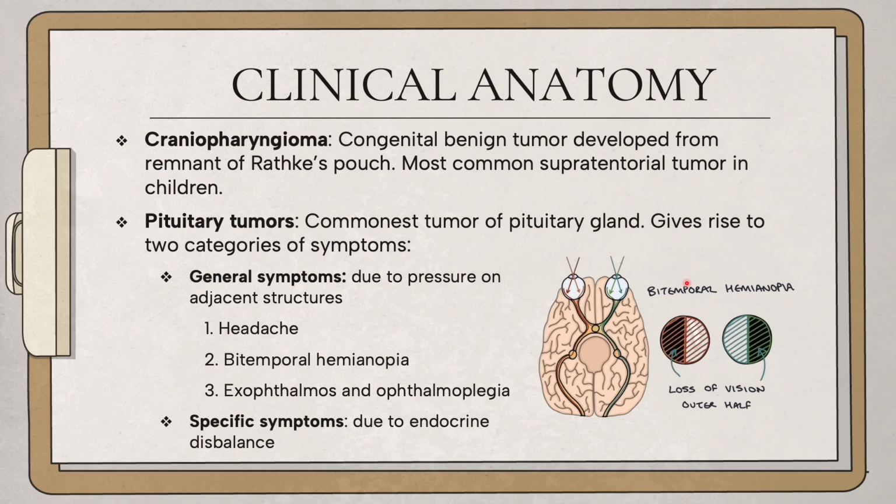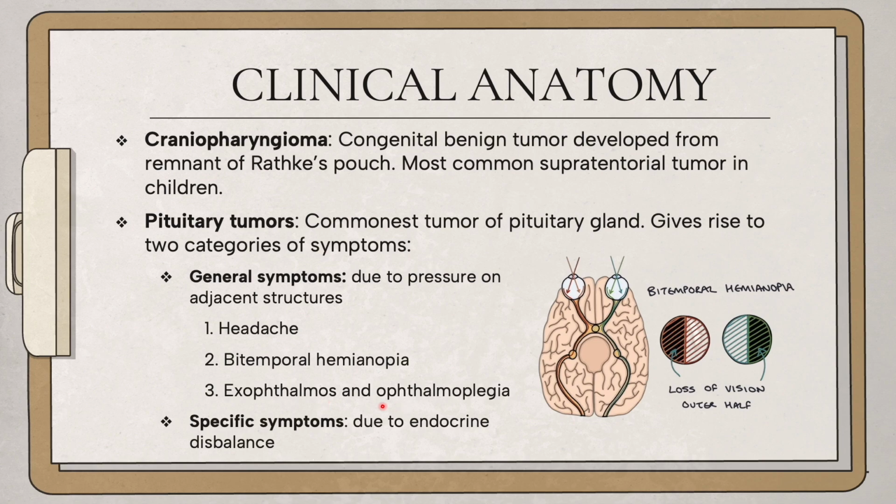Bitemporal hemianopia, where bi means two or both eyes, temporal means temporal area, which is the side of the head, hemi means half, and anopia means visual field defect. So the pressure on the optic chiasma causes loss of vision in the right and left temporal fields of vision, leading to bitemporal hemianopia. And exophthalmos and ophthalmoplegia are also seen, where in exophthalmos, ex means outside and ophthalmos means eye. So the pressure on the cavernous sinus causes outside bulging of the eyeball due to rise in intracranial pressure.